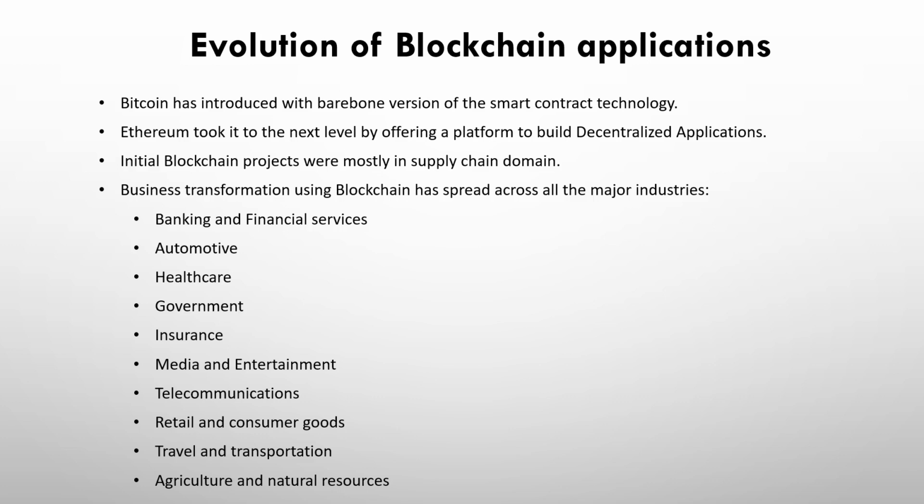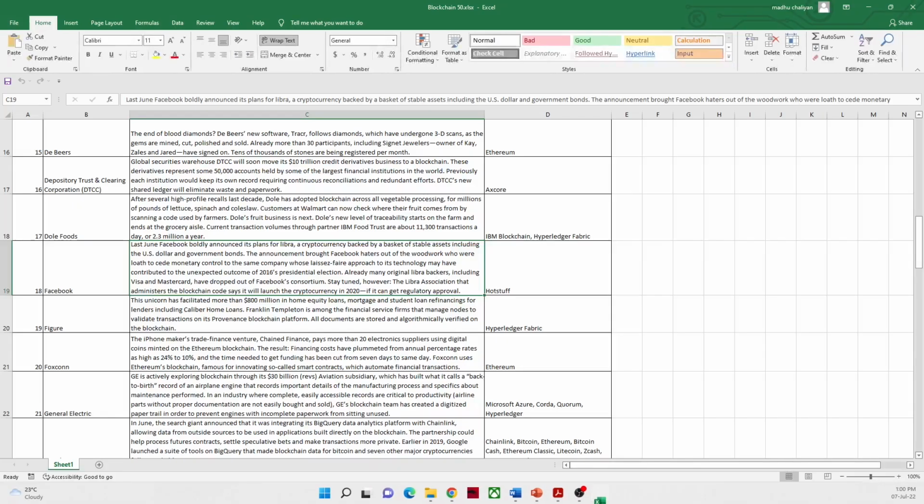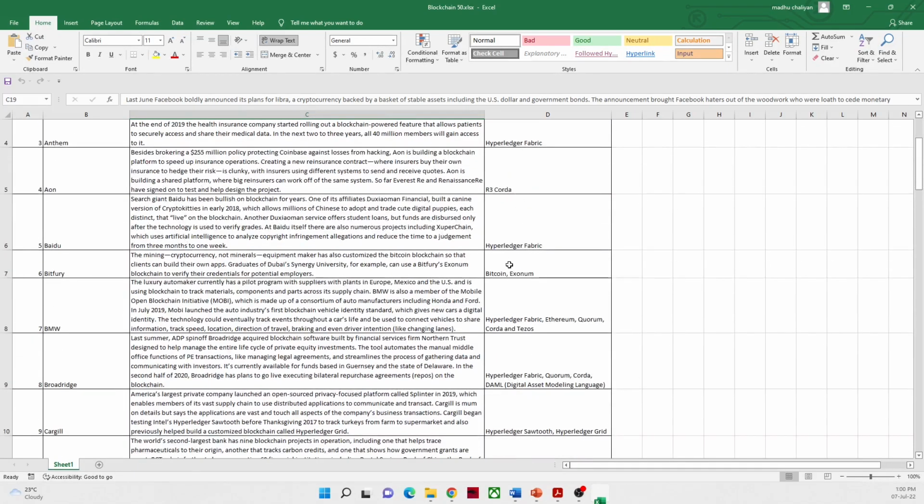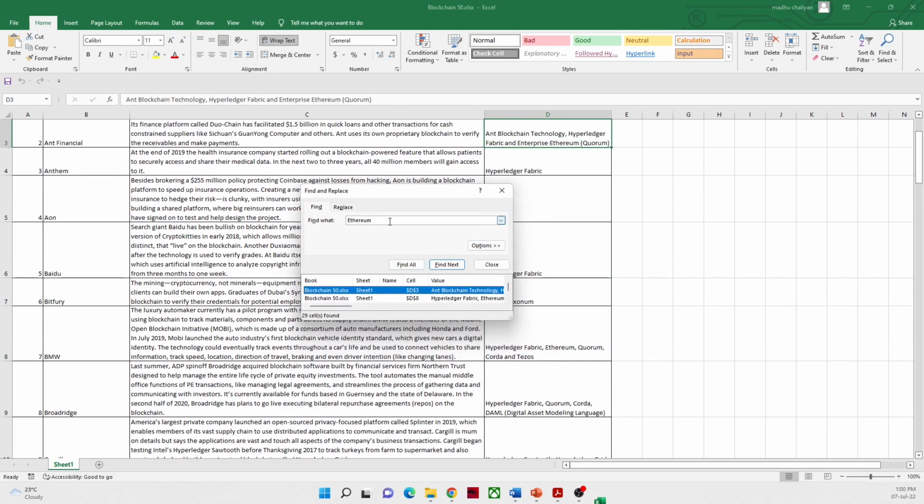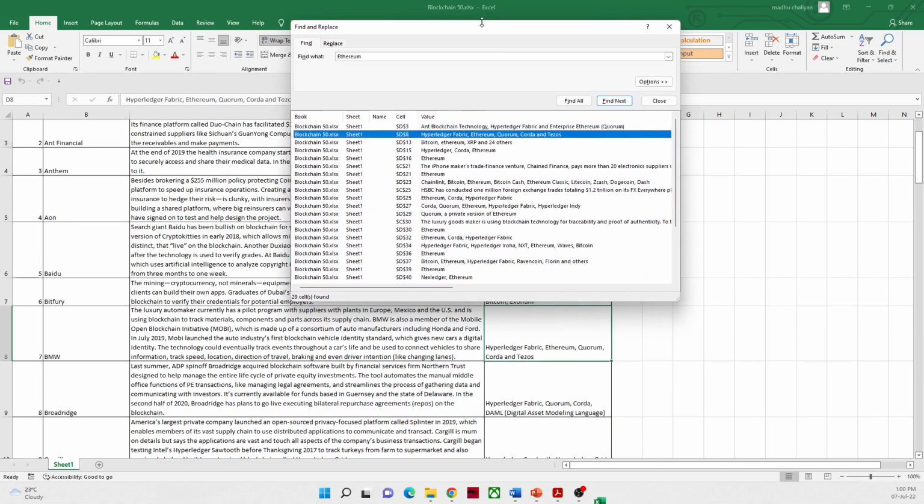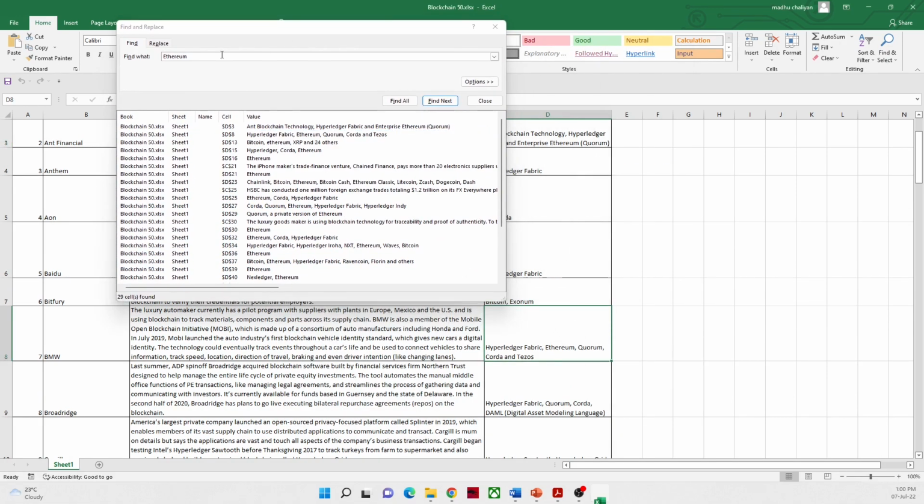Now the business transformation using blockchain has spread across all the major industries like banking and financial services, automotive, healthcare, government, insurance, media and entertainment, telecommunications, retail and consumer goods, travel and transportation, agriculture and natural resources. As per the Forbes report, if you see the top 50 companies developing blockchain applications and providing commercial products and services to the customers, the most commonly used blockchain product is Ethereum. Next comes Hyperledger Fabric private blockchain.